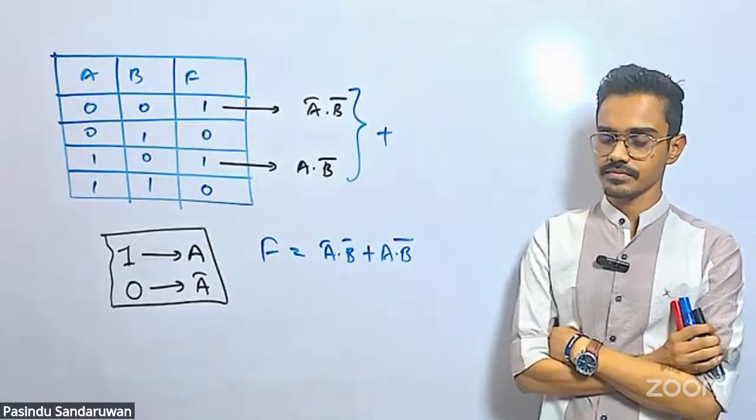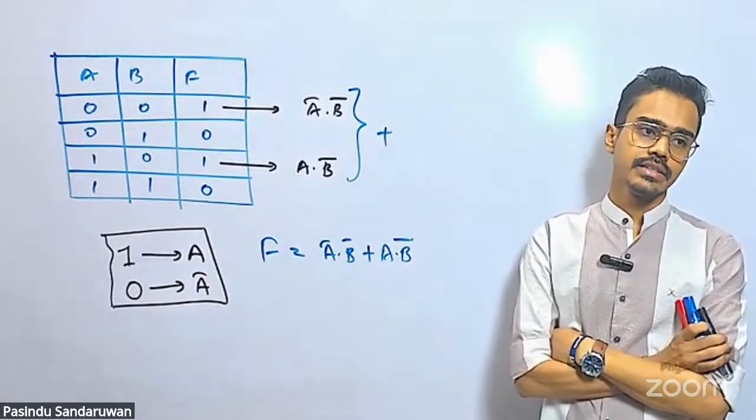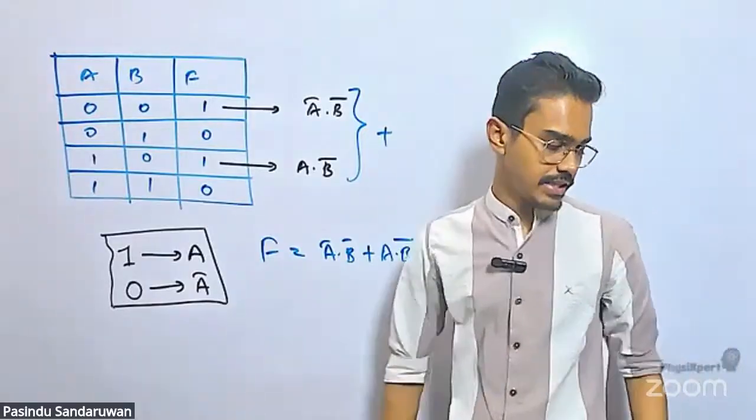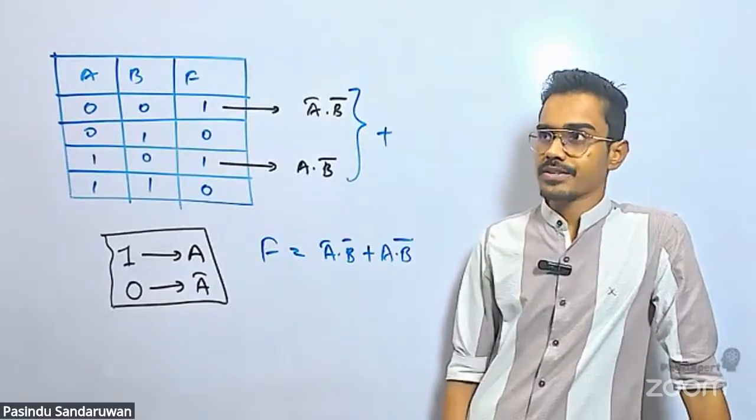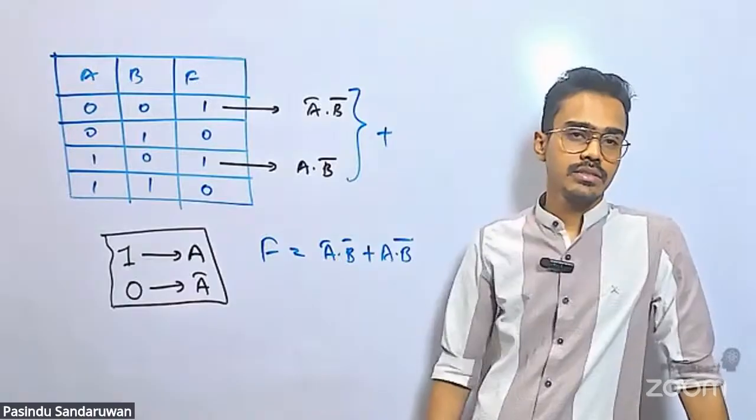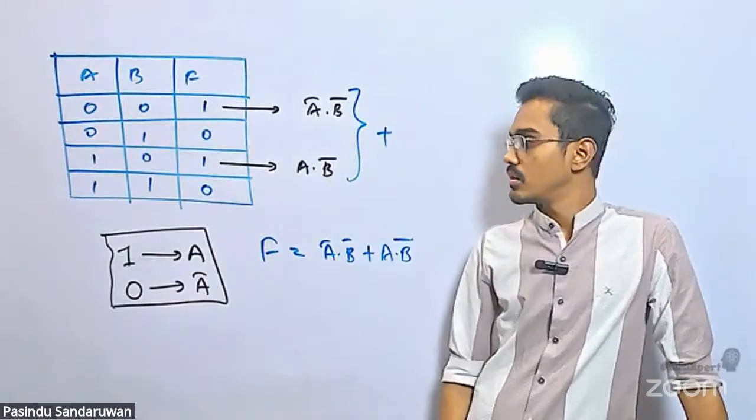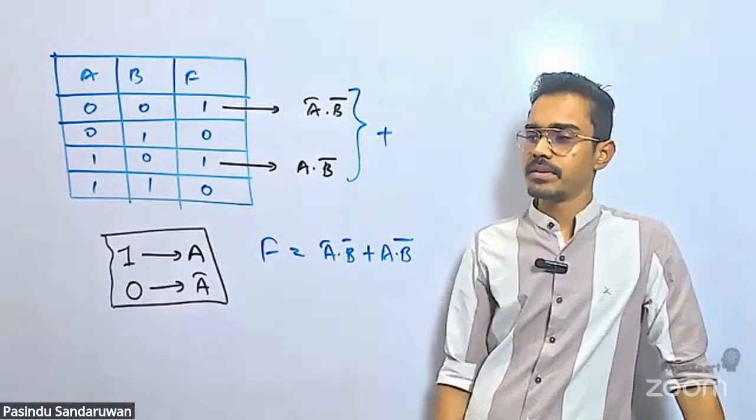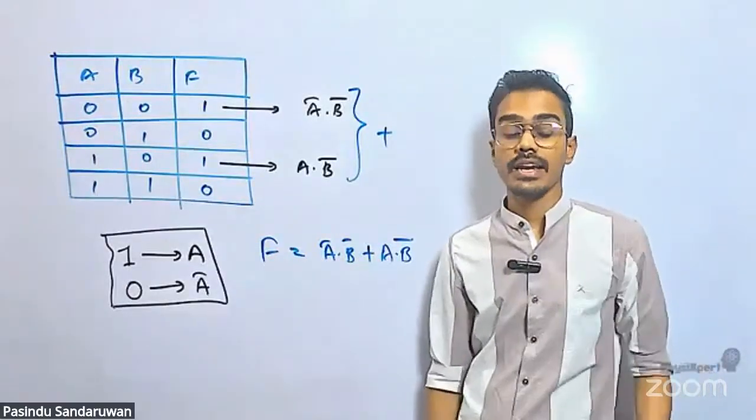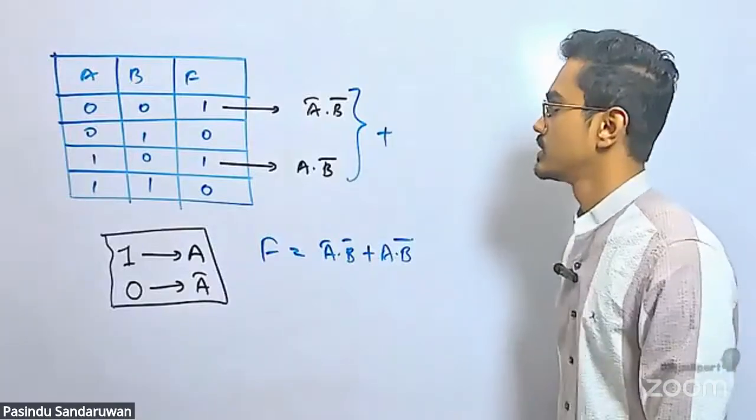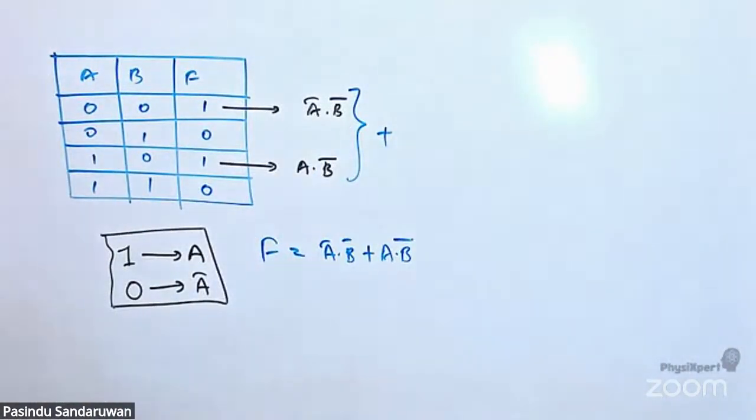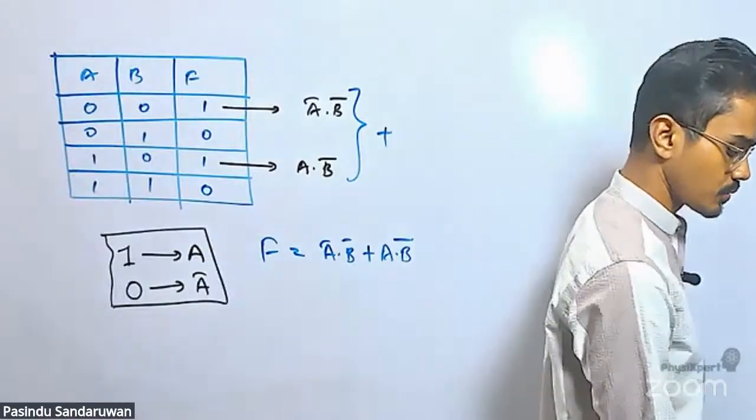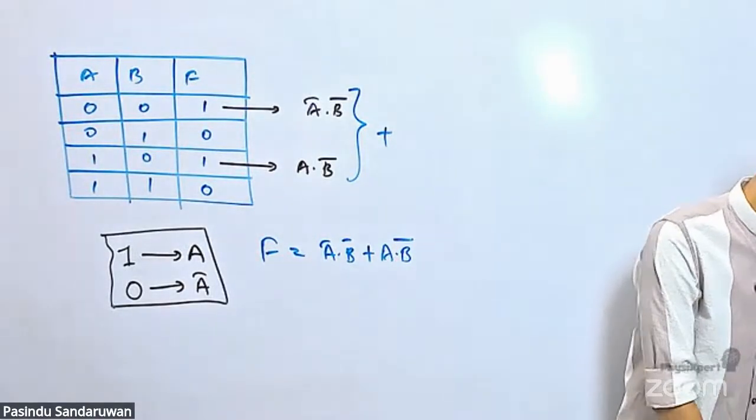Next point, add. Add within brackets, OR, all the input combinations together, and it gives the final output of the truth table.